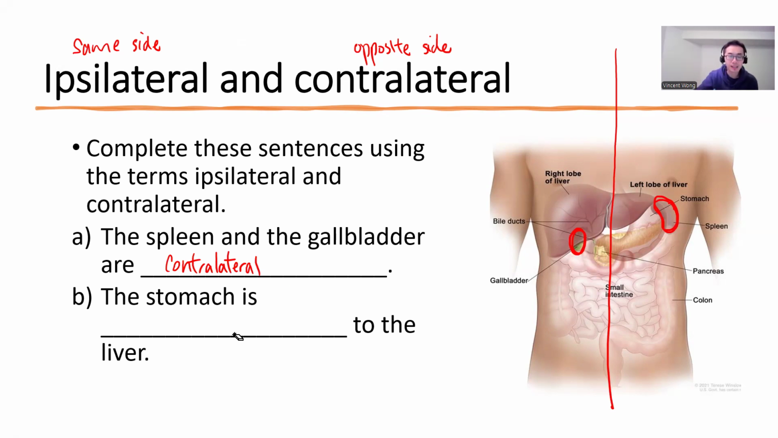This one may not be the best example, but you can see stomach is here, and the liver is quite big, but the bulk of the liver is on the right side, and then the stomach is on the left side. So we say this is also contralateral.